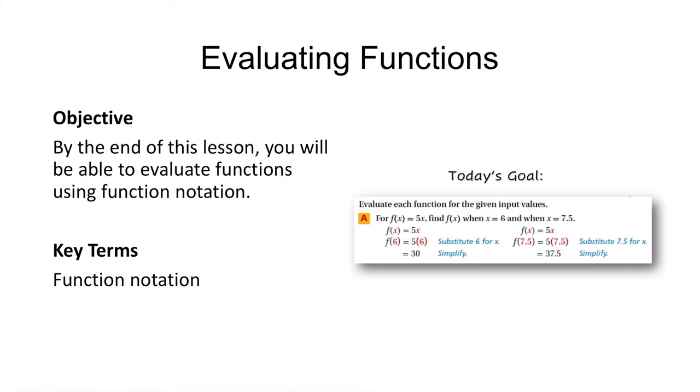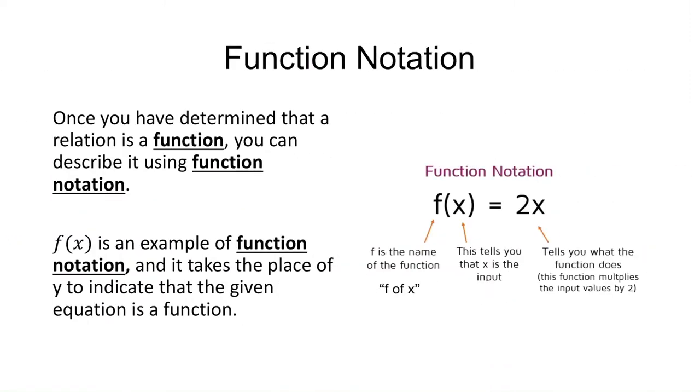In this video, we're going to talk about how to evaluate functions using function notation. So once you've determined that a relation is a function, you can describe it using function notation. So let's suppose we have the relation y equals 2x. And now once you've graphed this relation and you've used the vertical line test, you can figure out that it is a function. So instead of writing y, you can write f of x.